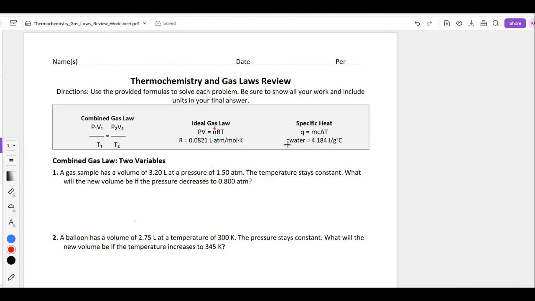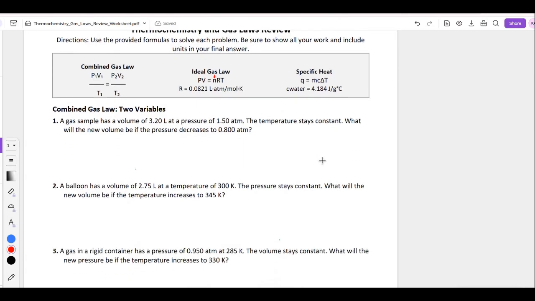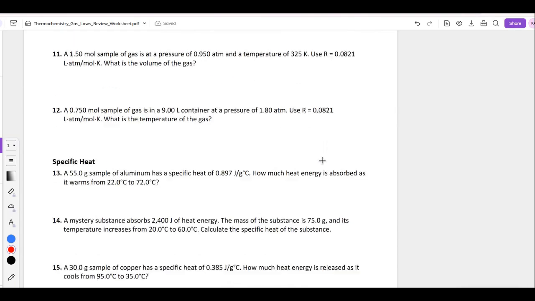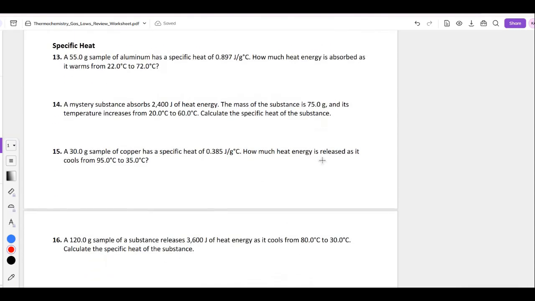For water, the specific heat of water is: it takes 4.184 joules to raise 1 gram of water 1 degree Celsius. That's its specific heat. And delta T, or triangle T, means the change in temperature. All right, so let's go to our specific heat problem, and there it is right there. So let's see what we can do. So Q equals MC delta T. Once again, you won't have to memorize that.